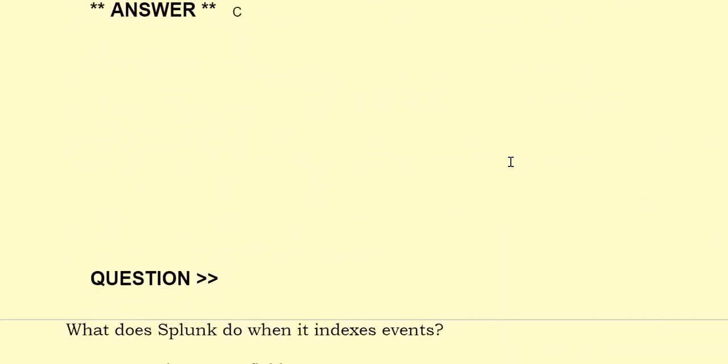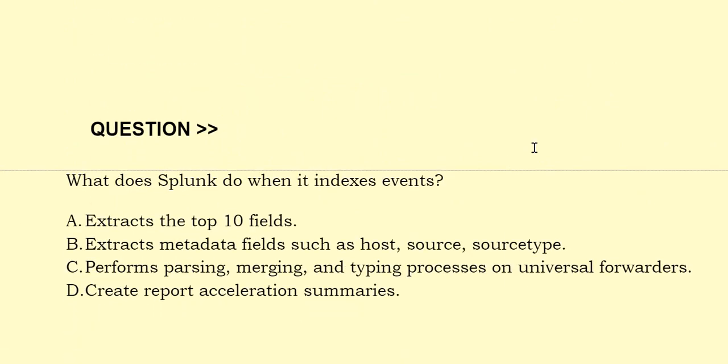The correct answer is option C. Our next question is, what does Splunk do when it indexes events? Option A, extracts the top 10 files. Option B, extracts metadata fields such as host, source, and sourcetype. Option C, performs parsing, merging, and typing processes on universal forwarders. Option D, creates report acceleration summaries.